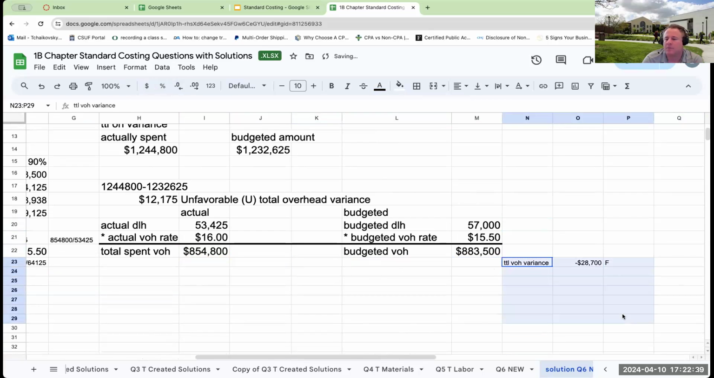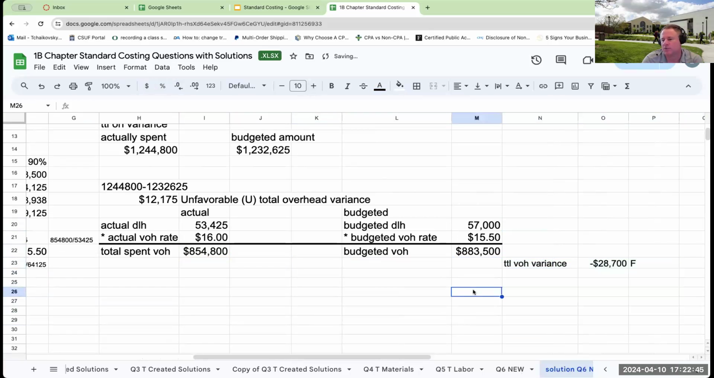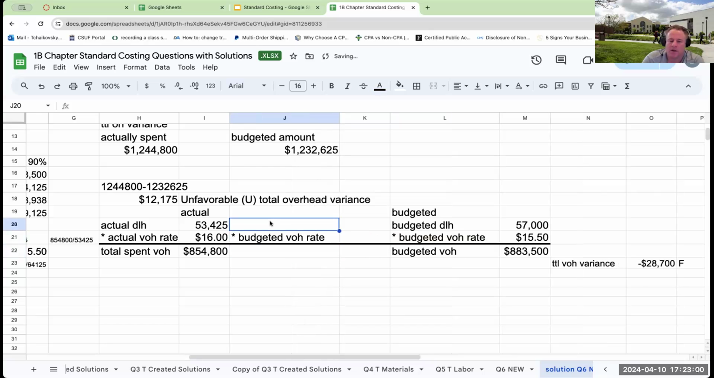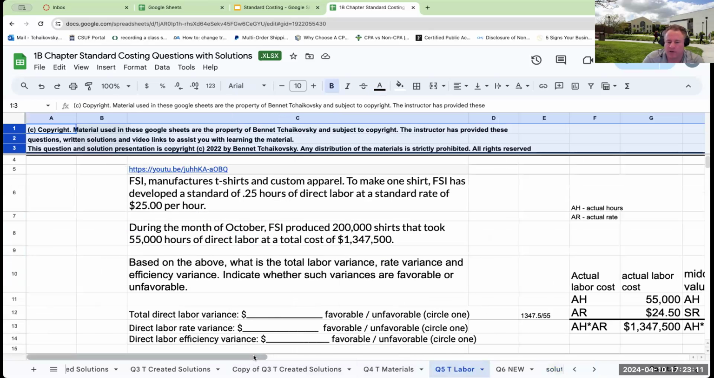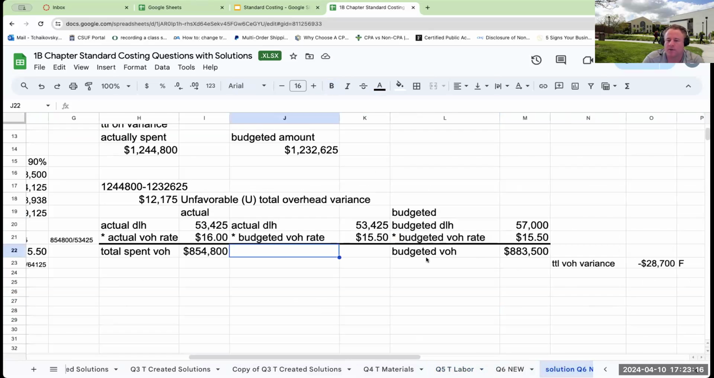Now, I'm not asking for this in the problem, right? But we are going to go through and use this to make sure we are checking our work. So what I'm going to do over here is similar to what we have explored previously. I'm going to put the budgeted variable overhead rate right over here, and I'm going to use my actual direct labor hours, right? What value are we putting in the middle? We're putting the actual hours times the standard rate, right? This is our middle value.